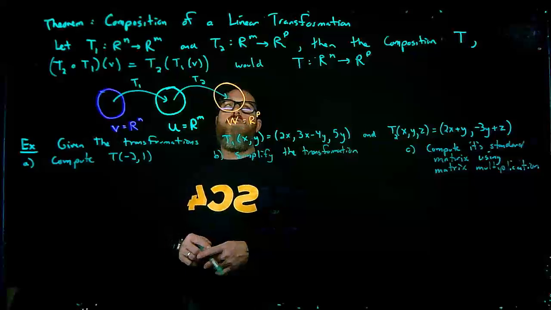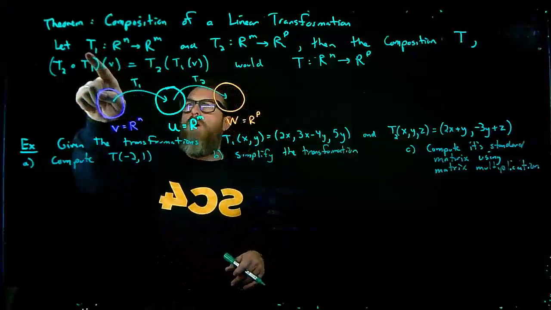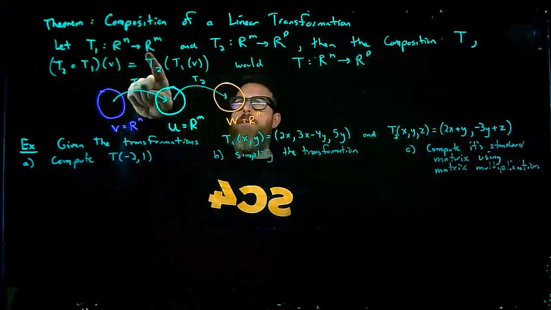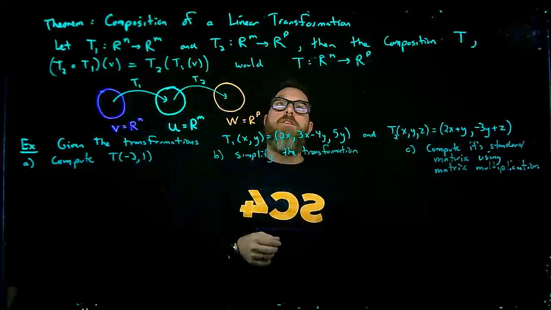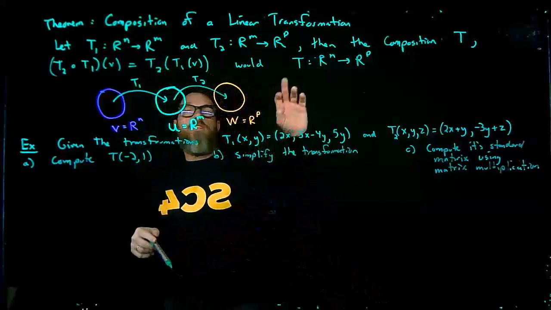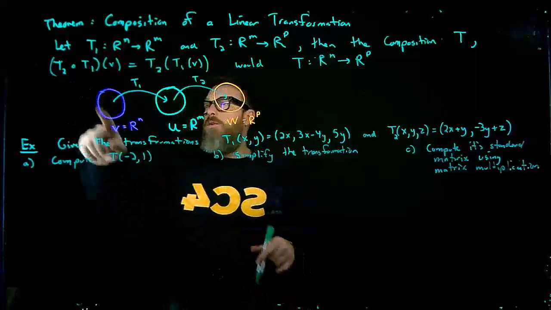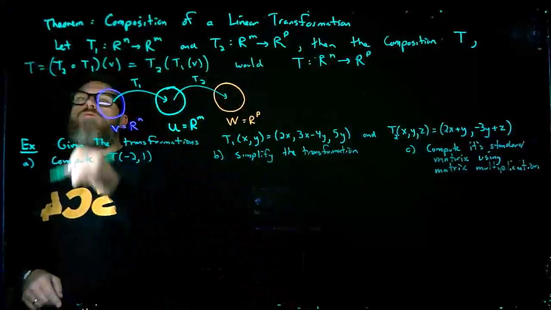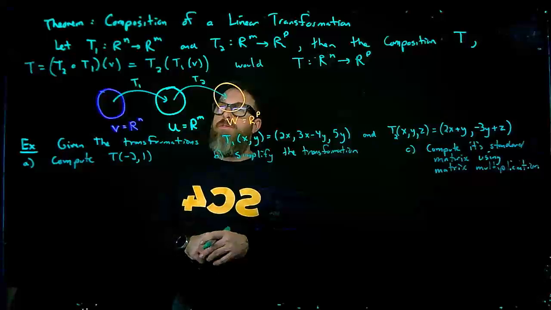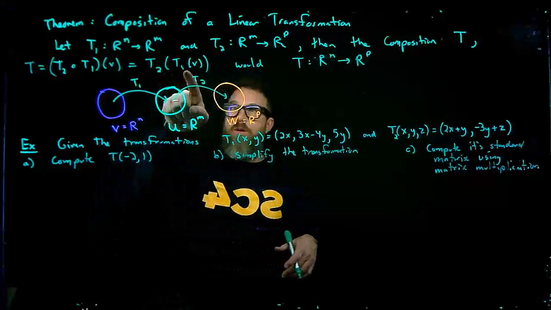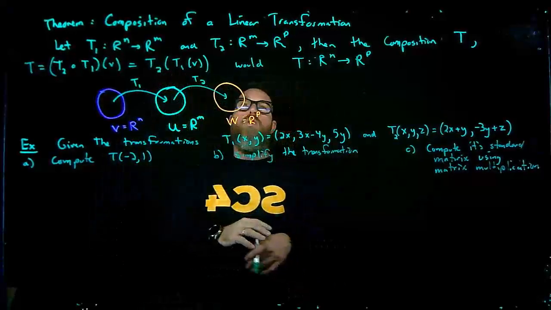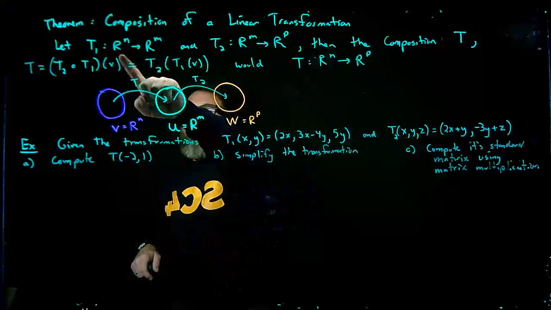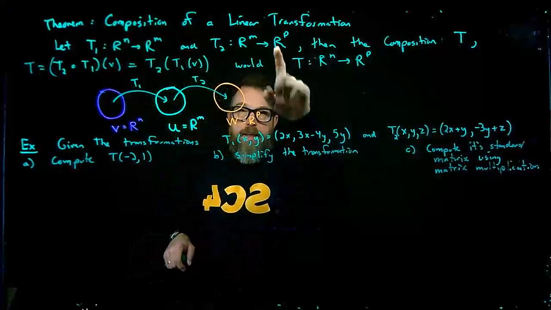All right, composition of a linear transformation. So let T1 take Rn to Rm and T2 take Rm to Rp. Then the composition T, defined by, we'll say T is going to be equal to T2 of T1 of V. Very function notation, T2 of T1 of V would be a transformation that takes Rn all the way to Rp. Let's see how this looks.